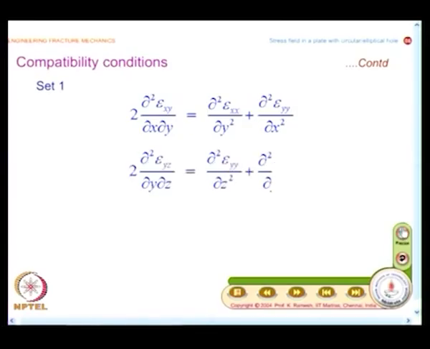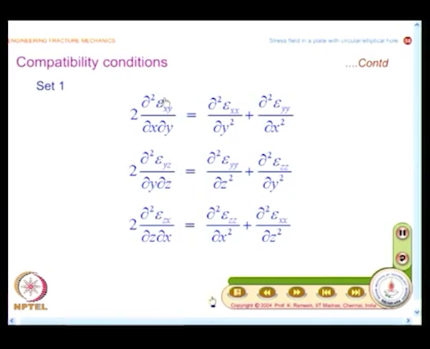In fact, you would have derived it in your earlier classes, and the set 1 looks like this, and this is also in cyclical order. On the left hand side you have shear strain, epsilon xy, epsilon yz and epsilon zx, which are related to normal strain components. And what is the condition that you have? 2 times dou squared epsilon xy divided by dou x dou y equal to dou squared epsilon xx divided by dou y squared plus dou squared epsilon yy divided by dou x squared. I would like you to have these equations in your notes, and this is in a cyclical order. If you write one such expression, following that example you could write for the other.